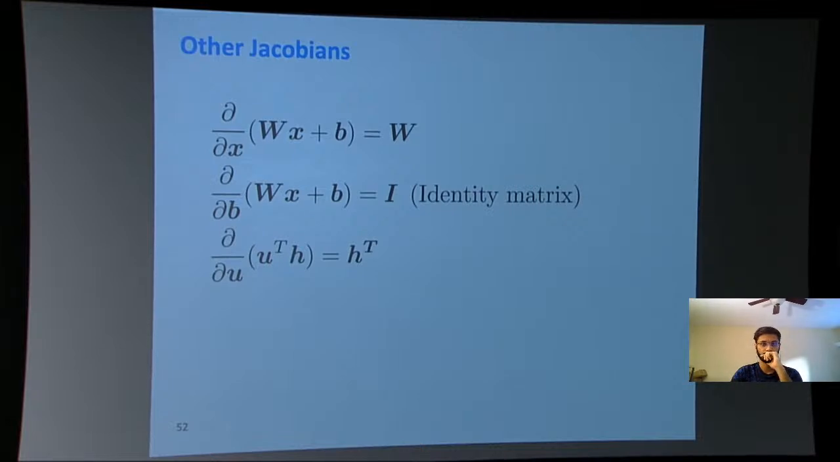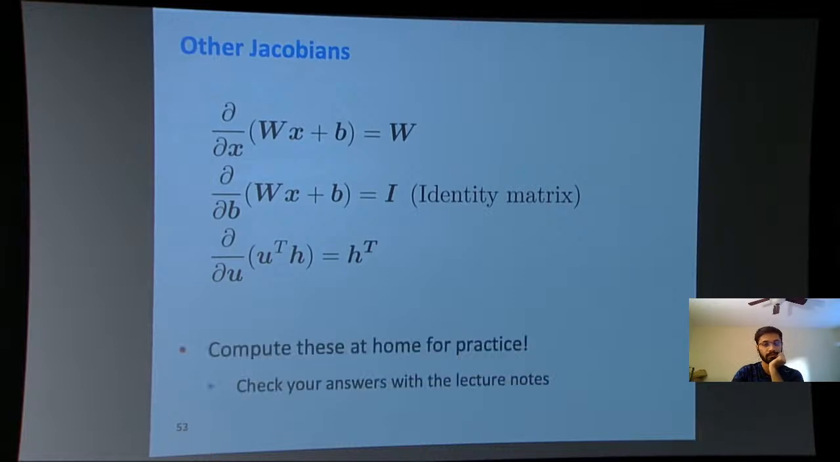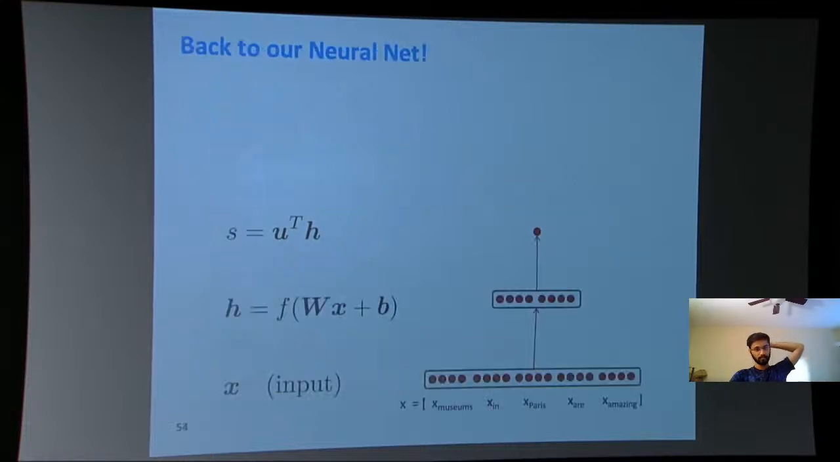This was the case we saw when we were doing the word vectors: if you have the dot product of u and h, and you ask for the partial derivative with respect to u, you get out h transpose. If you haven't seen those before, look at the lecture note handouts and see if you can compute them and make sense of them at home. But for the moment, we're going to believe those and use them to see how we can work out derivatives inside a neural network.